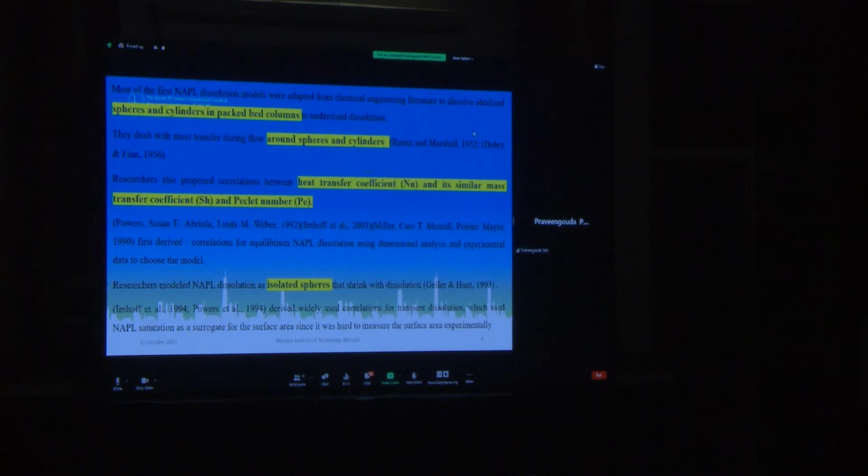Hinrichs et al., Powers et al. in 1984 derived widely used correlations for transient fluid dissolution, which used NAPL saturation as a surrogate for the surface area, since it was hard to measure the surface area experimentally.